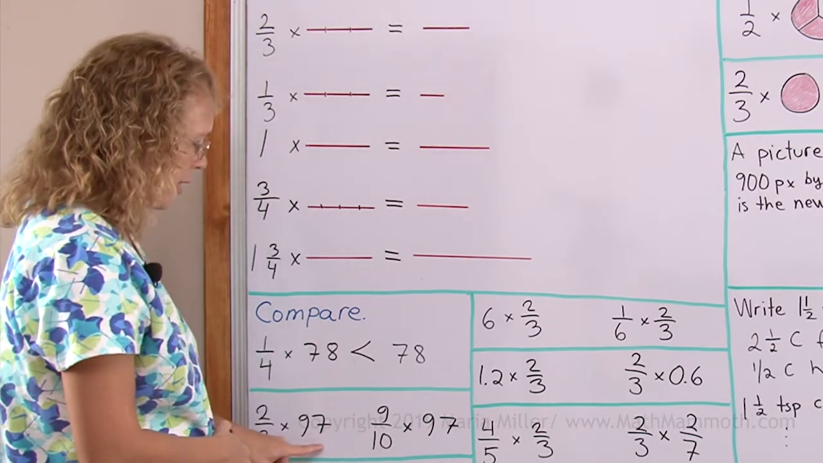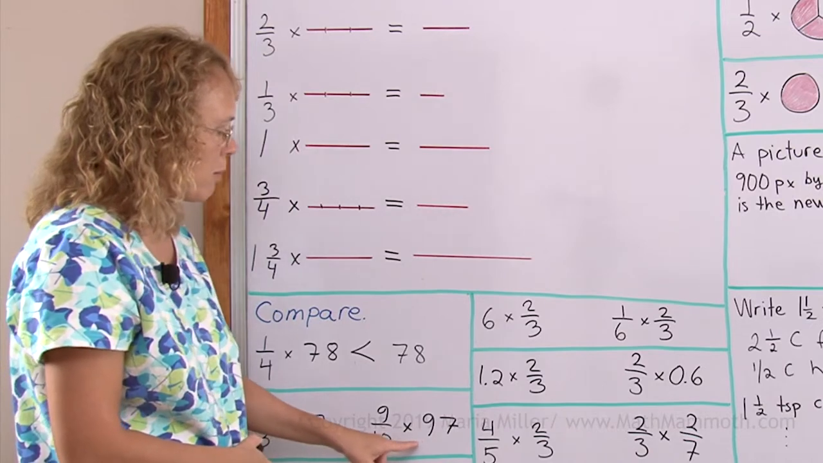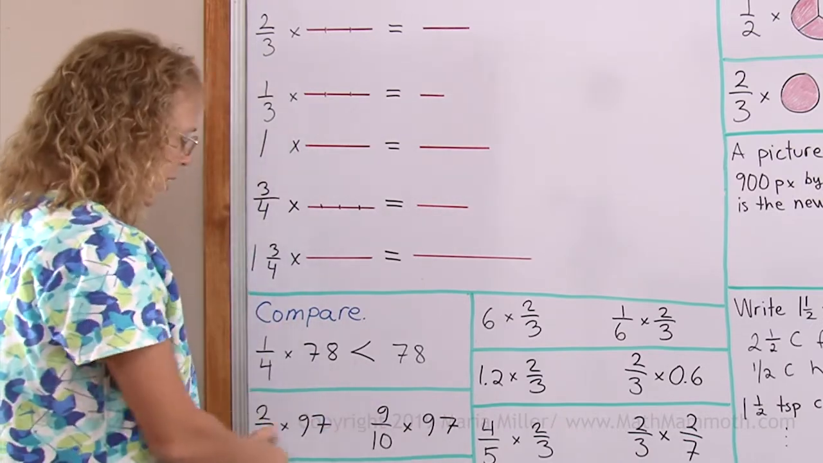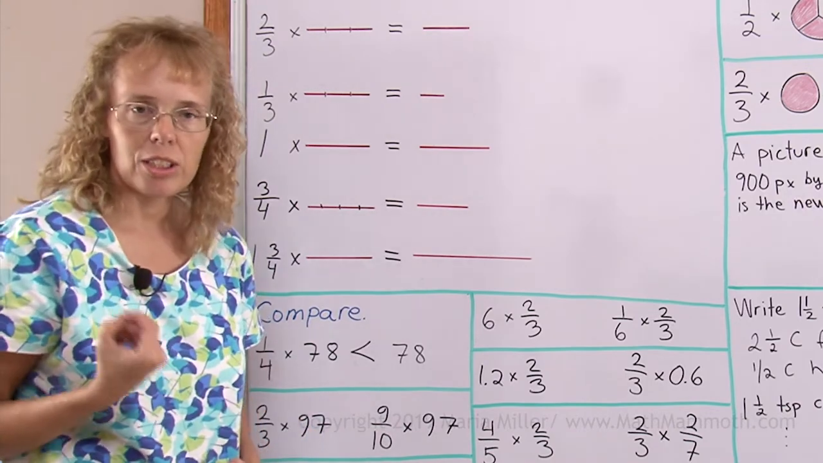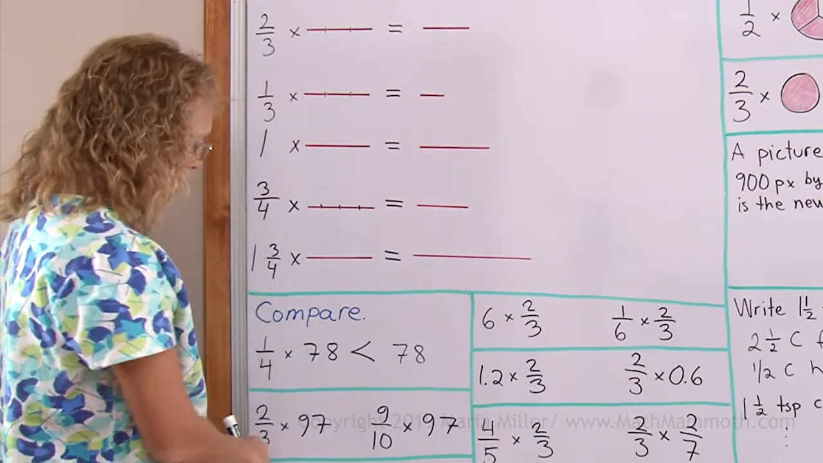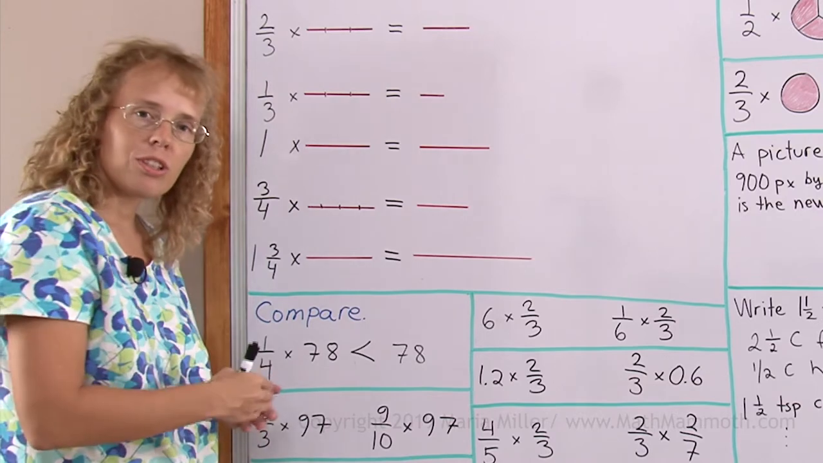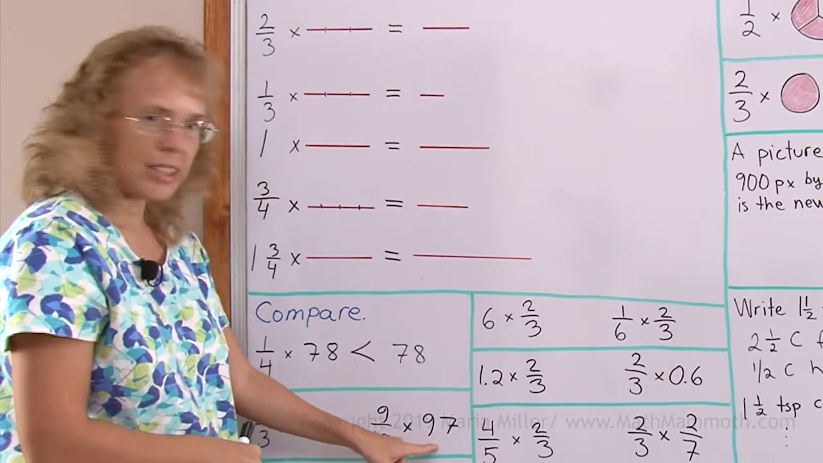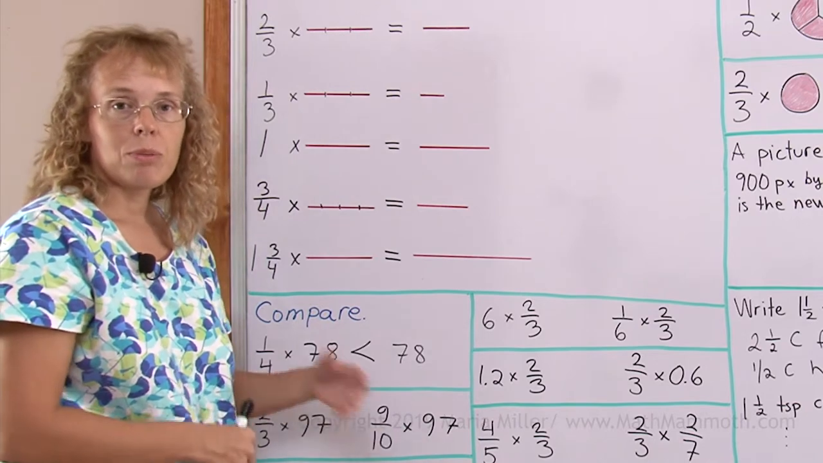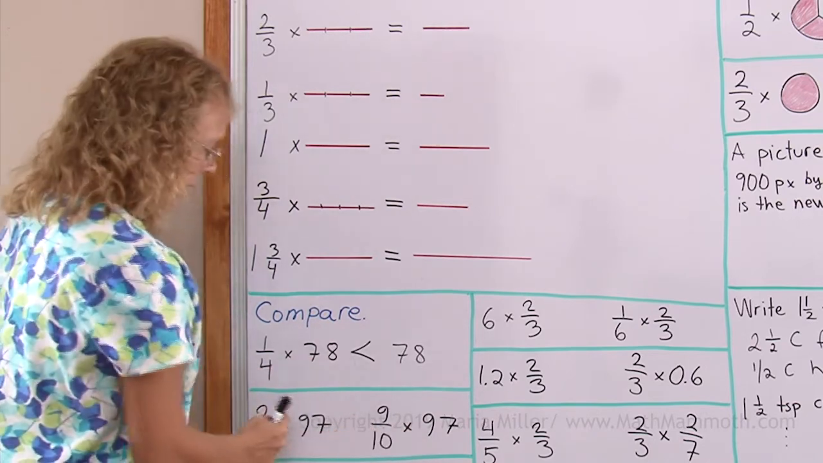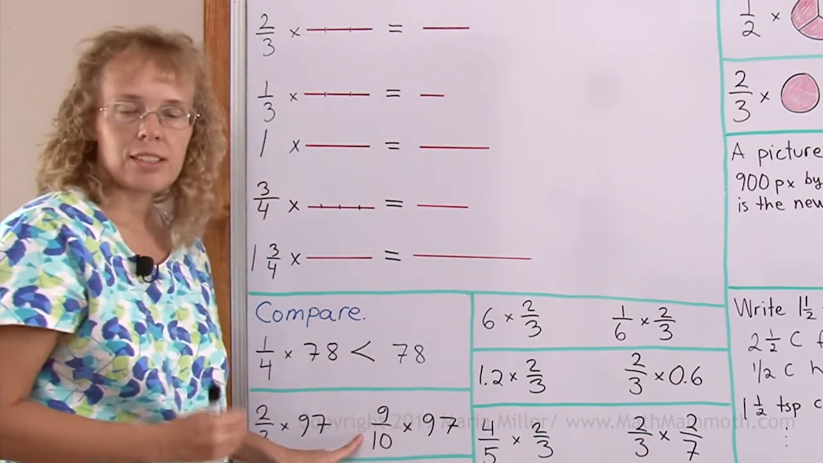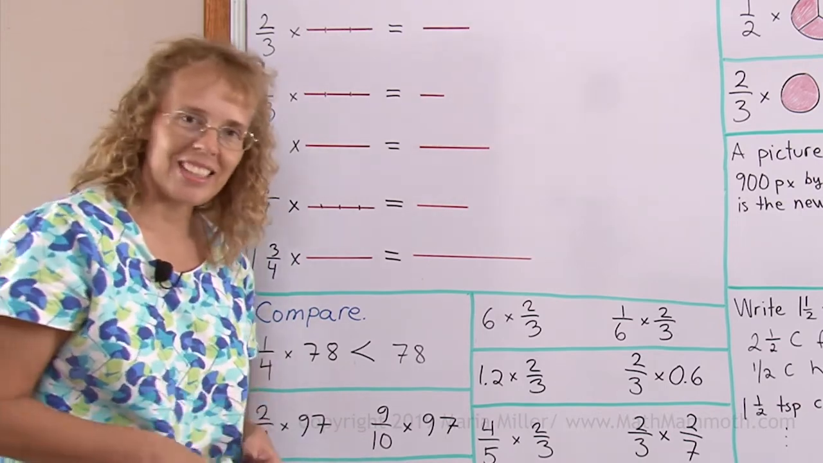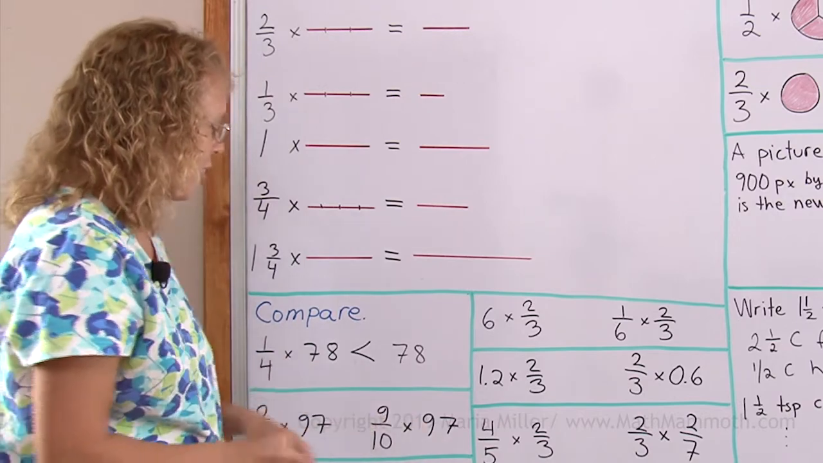2/3 times 97. 9/10 times 97. You can think of scaling or resizing a stick. If your stick is 97 centimeters long, and then you multiply that by 2/3, you get 2/3 of that stick. And then 9/10 of the same stick. Which will be the longer part? This or this? Now, 9/10 as a fraction is much bigger than 2/3. I hope you can see that. So therefore, this will be a longer stick.